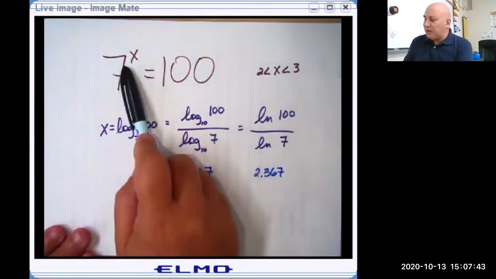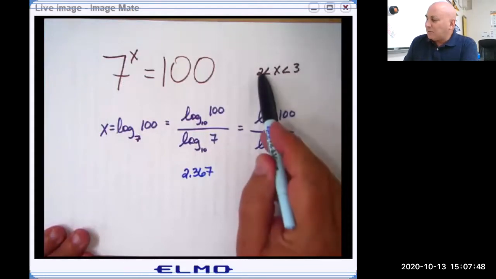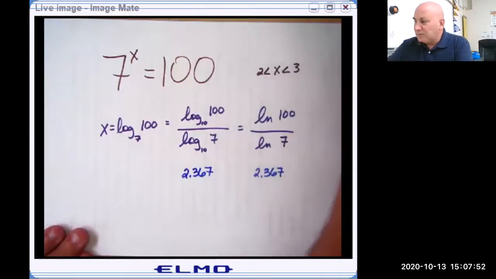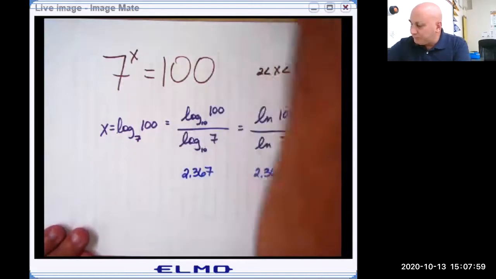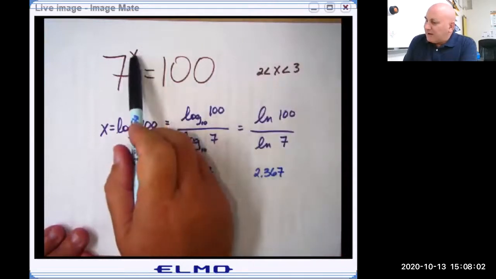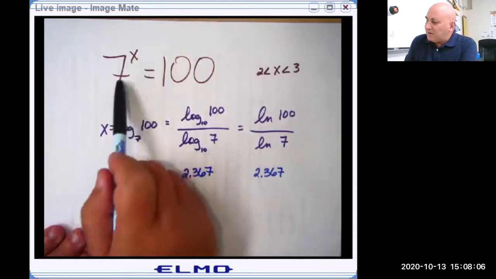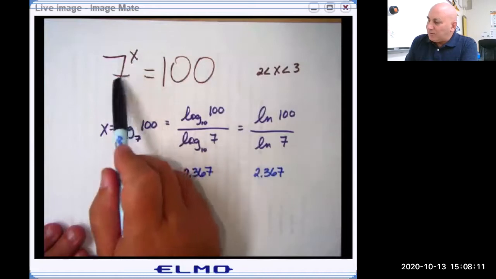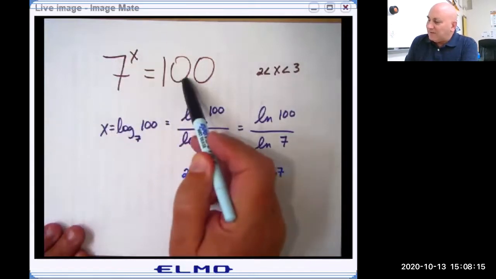7 to the x equals 100. I know x has to be somewhere between 2 and 3, because 7 squared is 49, and 7 cubed is, what is that, over 300? 7 cubed is 343. So if I take the log base 7 of both sides, then I get x equals, because this side, the 7 goes away, the log base 7 of 100.